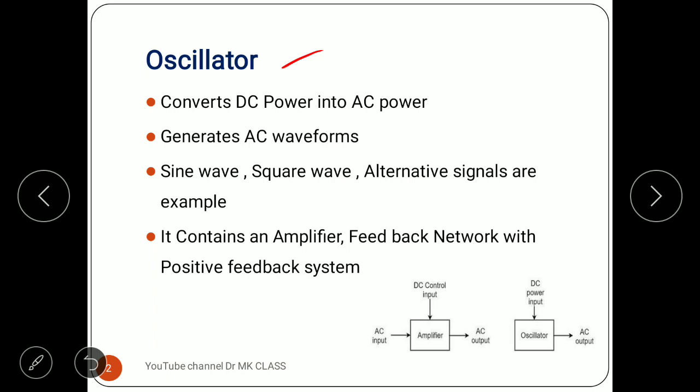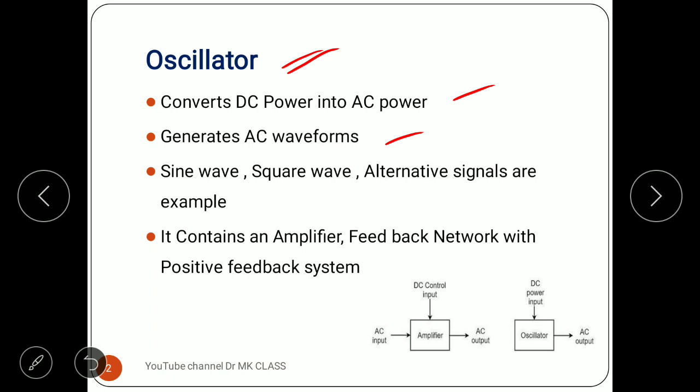Most electronic circuits will have oscillators. All electronic gadgets will have oscillator circuits. Even radio frequency communication is handled by using oscillator frequency. It converts DC power into AC power. The oscillator circuit will not use any input; it will convert the DC power we are giving into AC power, and it will generate AC waveforms.